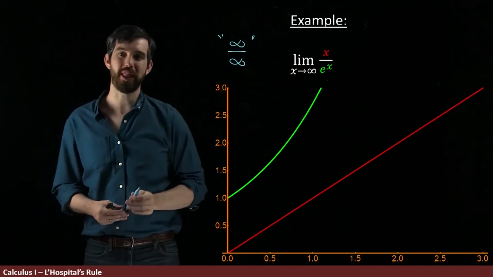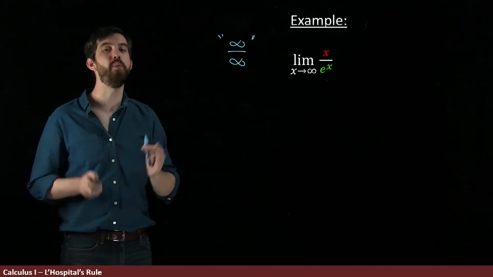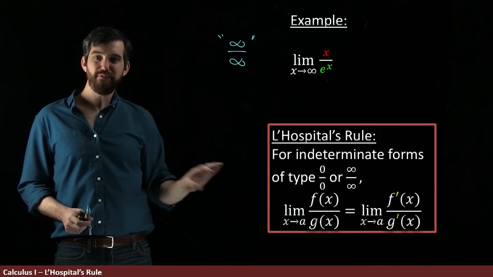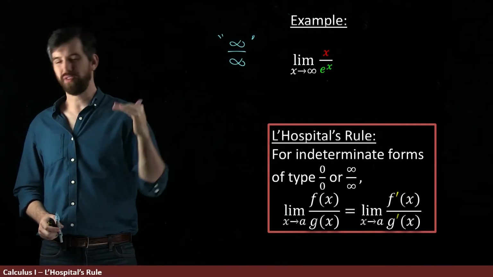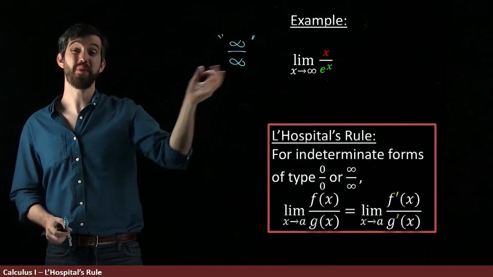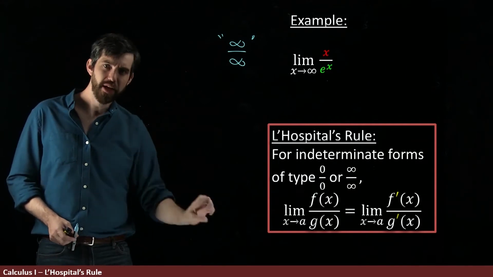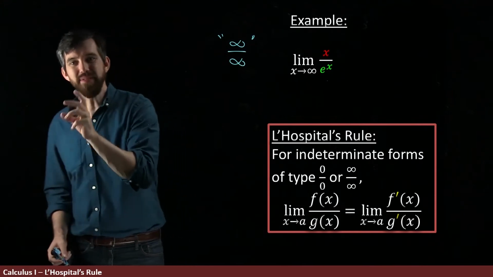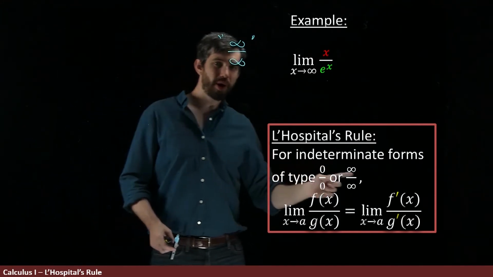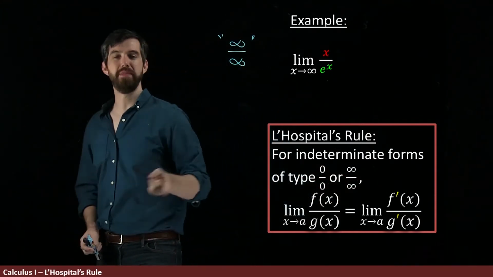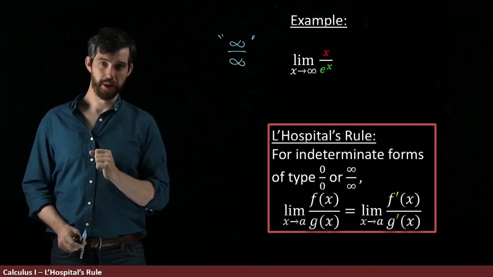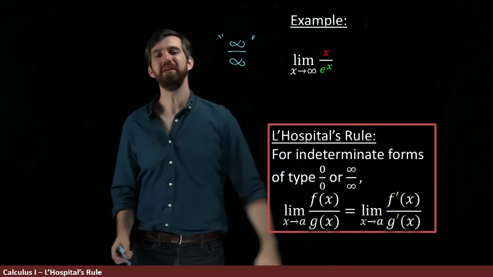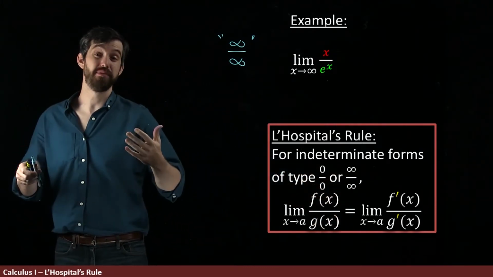Now, I want to try to formalize that process. Here is what L'Hopital's rule tells us. It says that if I have one of these indeterminate forms, the 0 over 0 or the infinity over infinity, that's what we have in this case, then the limit of a quotient of things is the same thing as the limit where I take the derivative of f on the top and the derivative of g on the bottom. And then the hope is that somehow taking these derivatives is going to make the limit easier to do.